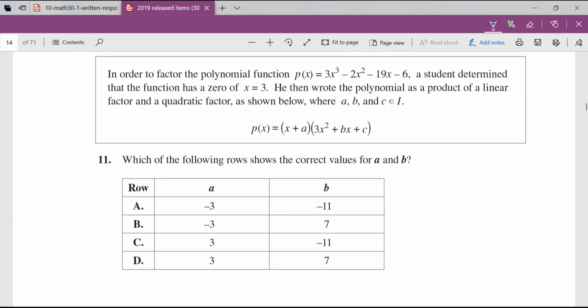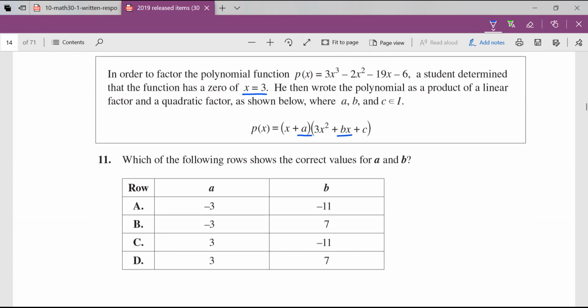Okay, we're out of exponents and logs. We're into polynomials. So we get 2 or 3 polynomial questions on our diploma. So in order to factor the polynomial p of x, we got this ugly thing here. A student determined we have p of 0 of x is equal to 3. He then wrote the polynomial as a product of a linear factor and a quadratic factor, and we want the values of a and b.